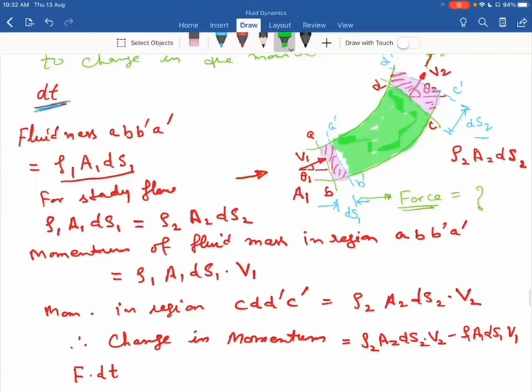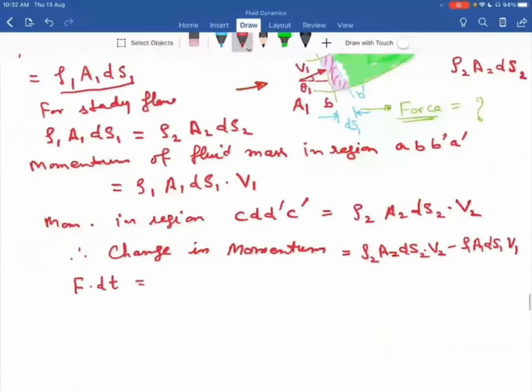ठीक है, अब ये थोड़ा आगे भी चला जाएगा यहां तक. Impulse on this fluid that is within the pipe. So this impulse is equal to rho2 A2 ds2 into v2 minus rho1 A1 ds1 into v1.